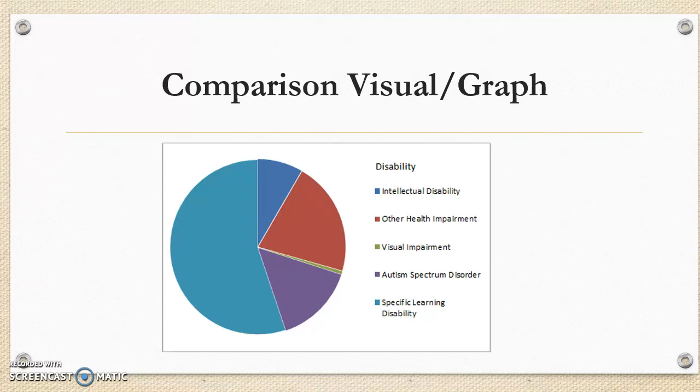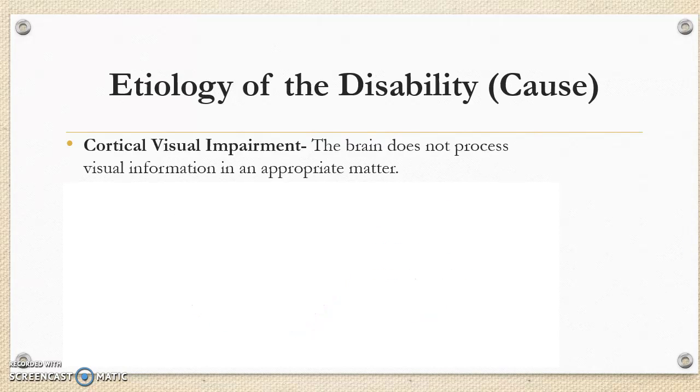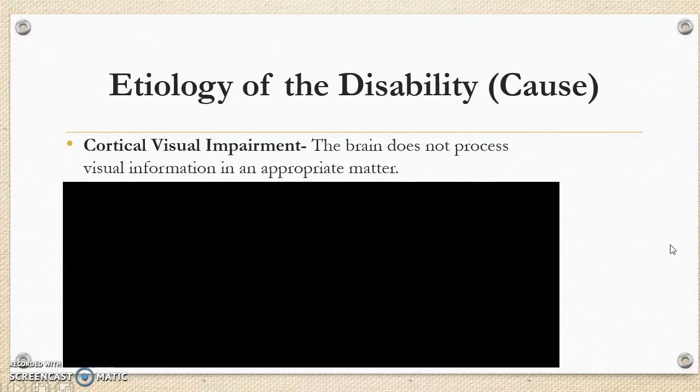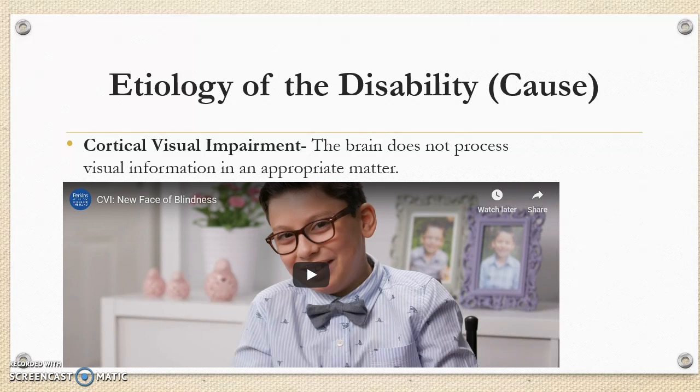15,252 students had an intellectual disability, and as I mentioned, 1,058 had a visual impairment. The 5 main visual impairments in the United States are cortical visual impairment, retinopathy of prematurity, optic nerve hypoplasia, albinism, and optic nerve atrophy. Cortical visual impairment is a neurological disorder that is caused by damage to the pathways between the eyes and the brain.